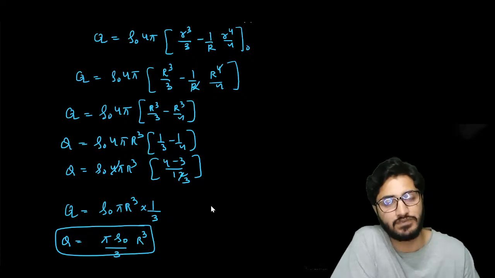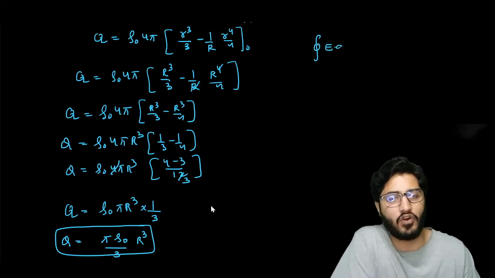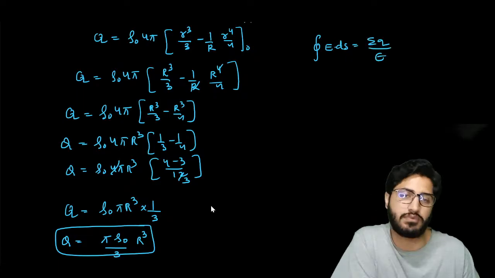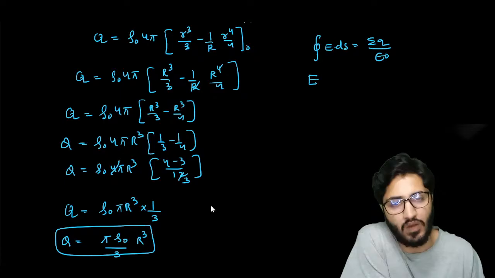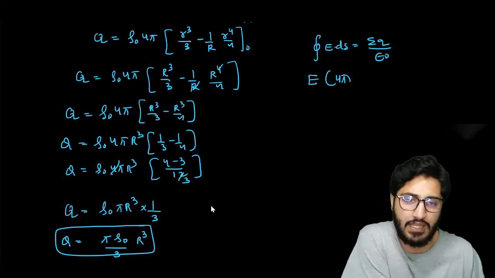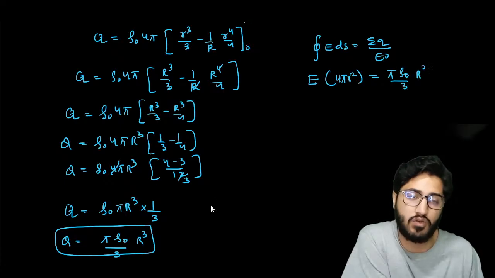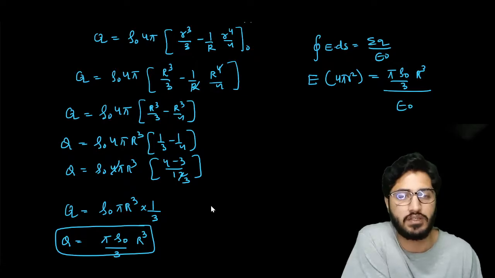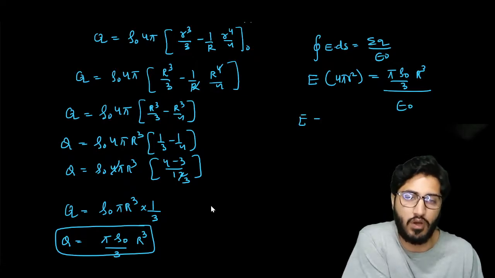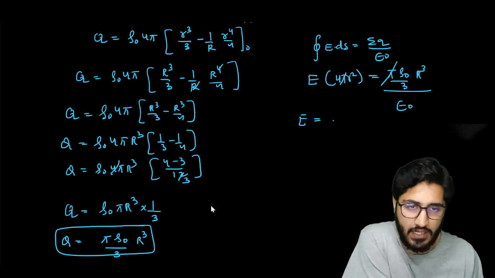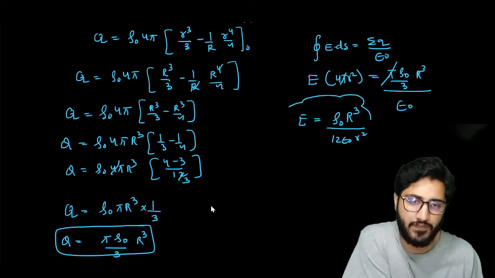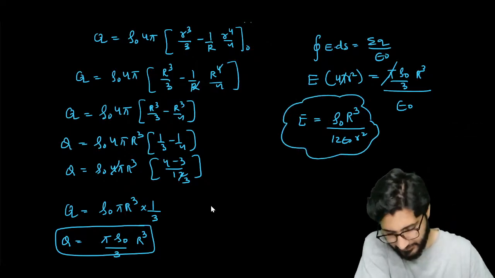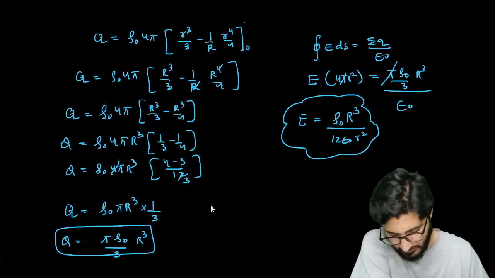The electric field. So I can write integral of E dot ds equals the summation of charge by epsilon naught. What is E? E is constant. It is outside and the area is 4 pi r square. Then the summation of Q is pi rho naught by 3 R cube, divided by epsilon naught. So I can write E came out to be, look, pi cancels out, 4 times 3 is 12. So E is rho naught R cube divided by 12 epsilon naught r square. This is my answer.